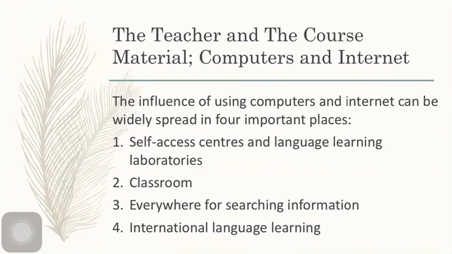And then 3, everywhere for searching information. Actually, because computer and internet can be used everywhere, in house, in living room or classroom. So the main point is computer and internet can be used to search information. The last one, international language learning. This can be used of corpora such as the British National Corpus and the Corpus of Contemporary American English in language learning and to generate language learning materials.